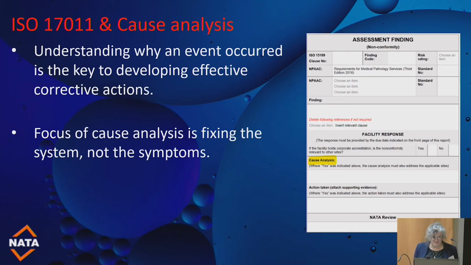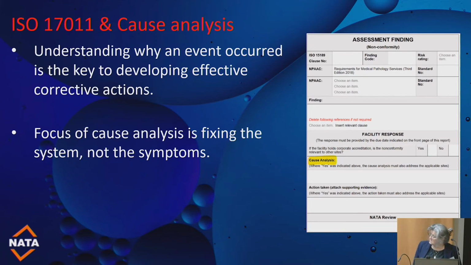If it's a repeat deficiency, then the lab should go back to the cause analysis. So if we come out next time and the same thing has happened, you would have to say, well, this happened last time, it's happened again. You need to go back to your cause analysis and have another look. It's a very powerful tool for reducing risk. And in the long run, it will save resources, time and money for a laboratory.